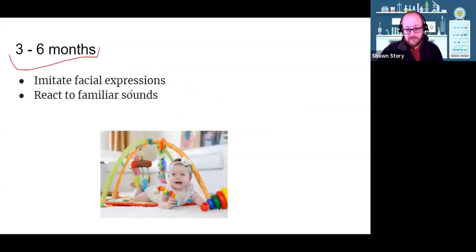3 to 6 month olds. Again, facial expressions, but they're able to imitate them. They see them on other people, and they can react to familiar sounds, right? They hear it and they go, I know what that is.